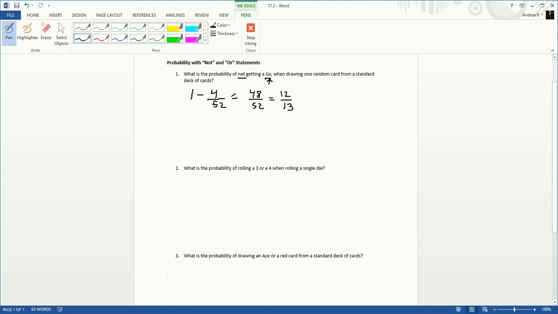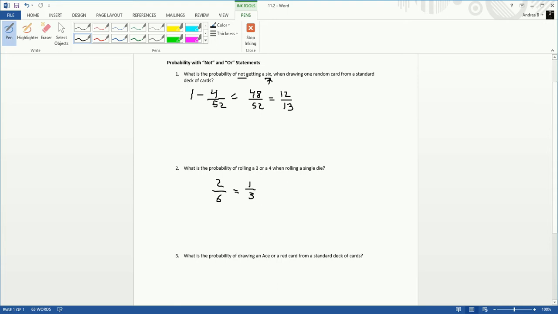For number 2, what is the probability of rolling a 3 or a 4 when rolling a single die? So if you're rolling just one die, a normal 6-sided die, to get a 3 or a 4, that would be 2 possibilities out of the 6 different sides, which then would simplify down to 1/3. Once again, you can either leave it as that simplified fraction, or you can convert it to a decimal or a percent there.